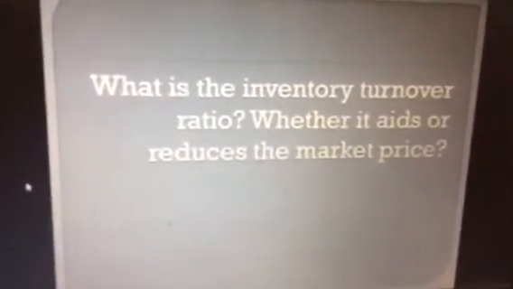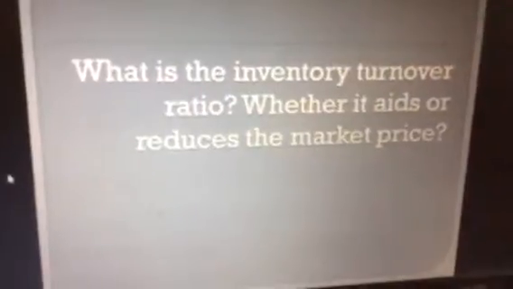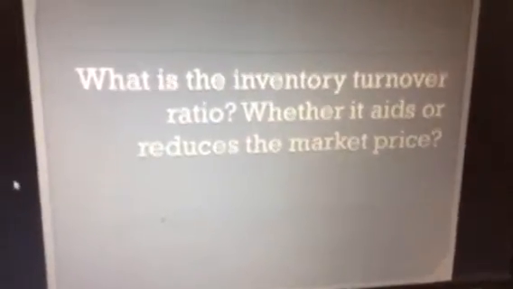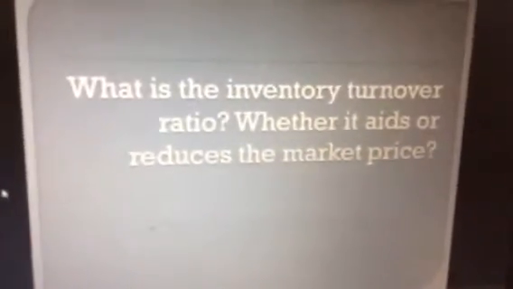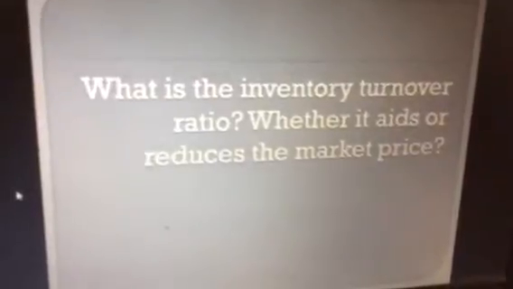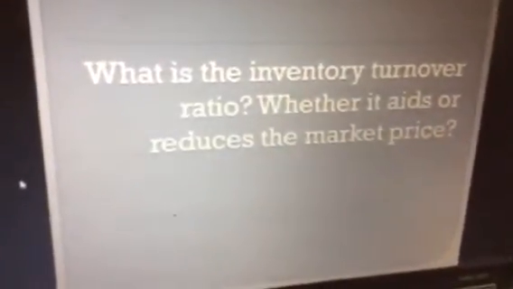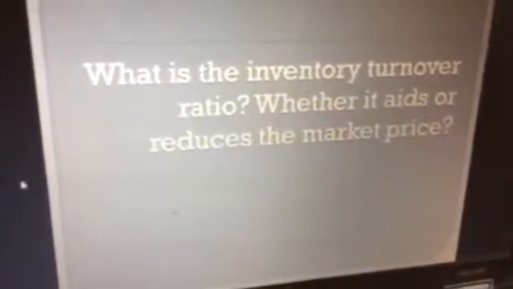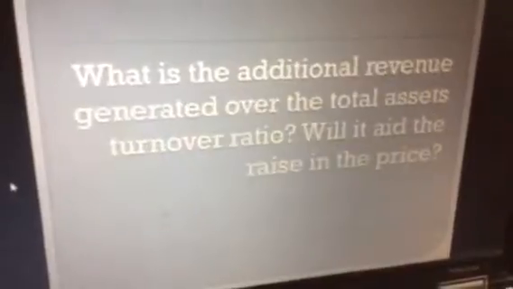What is the inventory turnover ratio? Whether it aids or reduces the market price. Inventory turnover ratio is one sign of the working of the company. If the company is a healthy company, then the inventory turnover ratio should be equal to the number of times the production cycle goes on in a year. So find out the production cycle and then compare it with the inventory turnover ratio.